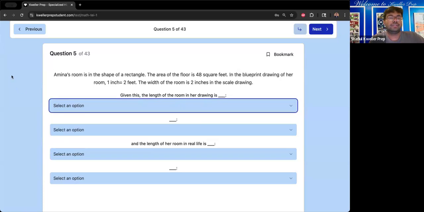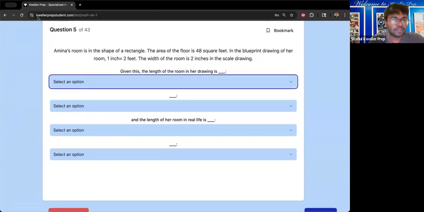Okay, so the width of the room is 2 inches, and we know 1 inch is equal to 2 feet. So the width of the room in the actual figure, I'm gonna draw on the bottom. Yeah, you guys can see that, right? So that's how it looks. It's 2 inches. 1 inch is equal to 2 feet. So 2 inches is equal to 4 feet.